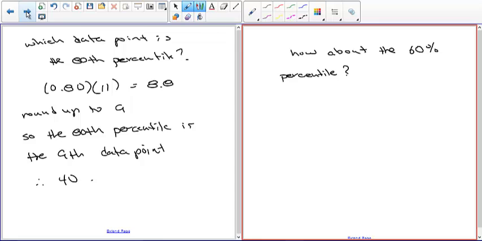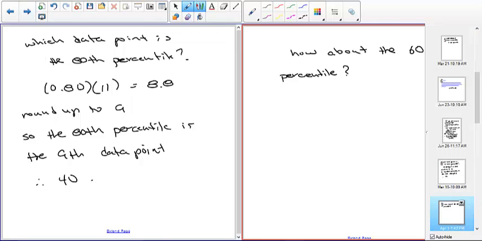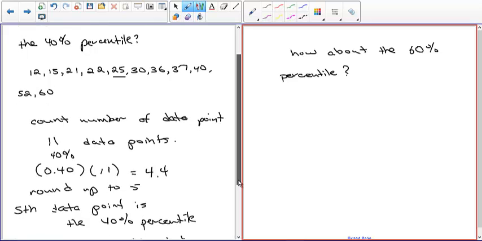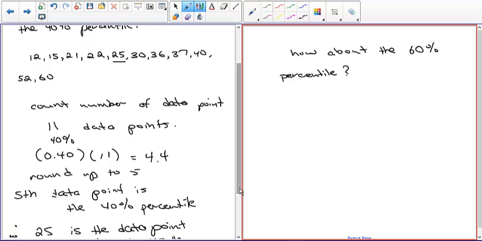Okay, why don't you guys do the next one? I'll move this so that you can see the data, and you can also see what I did in the previous problem. So if I asked you which data point is associated with the 60th percentile, look at what I did. It's going to be somewhere between 25 and 40, right? Because the 40th percentile was 25, the 80th percentile was 40. You probably think 36 just by interpolating, but go ahead and do the calculation.